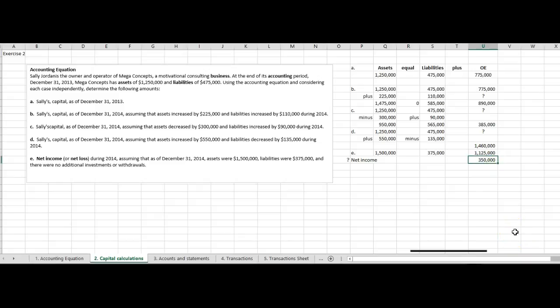So that kind of shows you how you can use the accounting equation to calculate data that's not given to you. I'm going to end this one. This is going to be exercise 2, and then we're going to move on to accounts and statements.